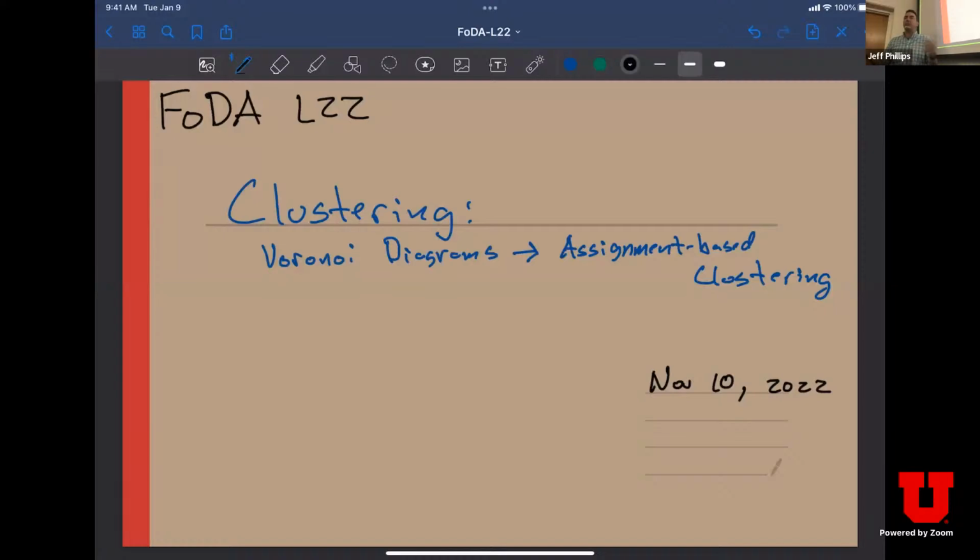We're not going to have labels on the data. We're going to find the structure that is inherently in the data set, but it's going to be different than the structure we found using dimensionality reduction.